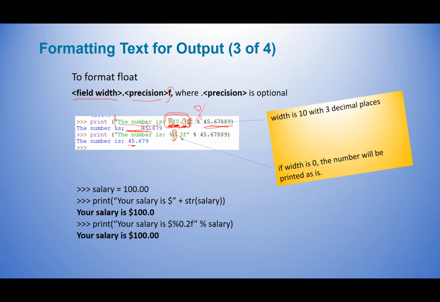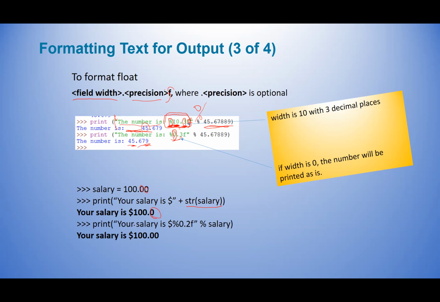It just naturally happens. And you have 3 decimal places. So that's how this works. And if you look at this salary, even though you decide it's 100.00, when you print it out, it's still just 100.0.